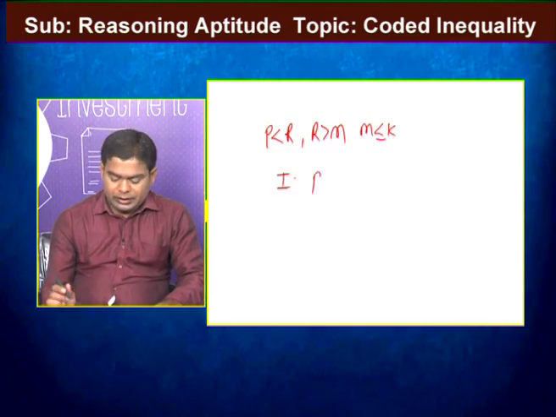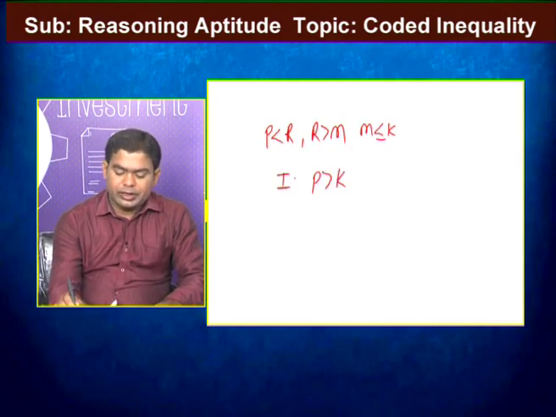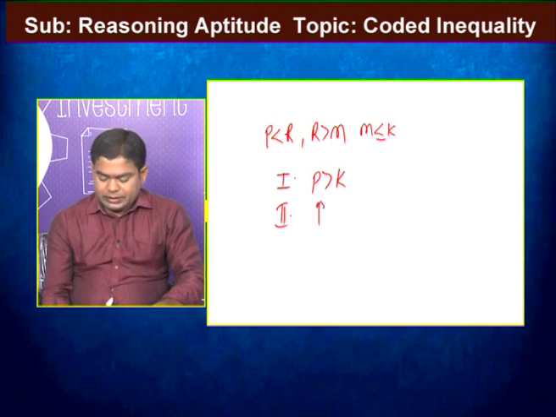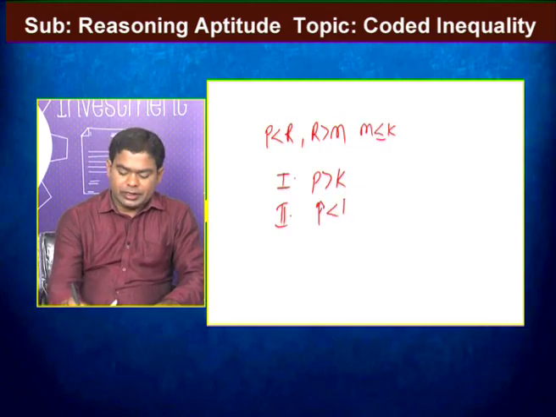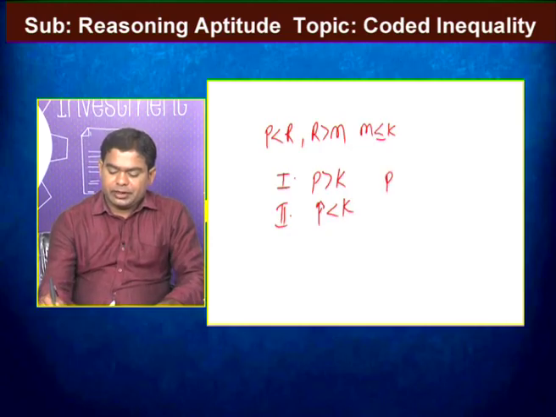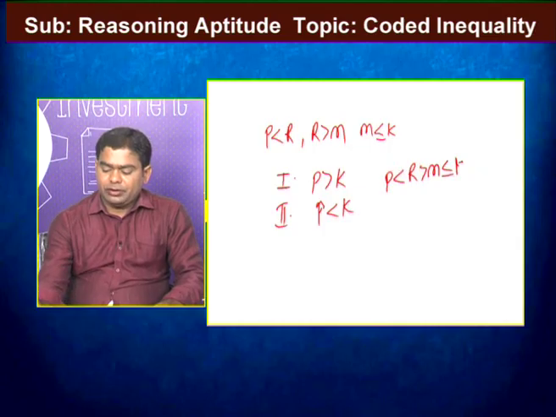Conclusion 1 is P hash K, hash is denoted greater than, so P greater than K. Conclusion 2 is P at the rate K, here at the rate is denoted less than, that means P less than K. First of all, we combine the given statement: P less than R, R greater than M, M less than or equal to K.